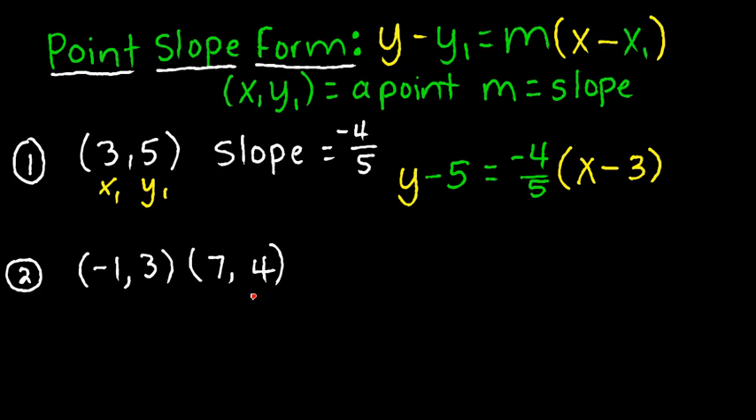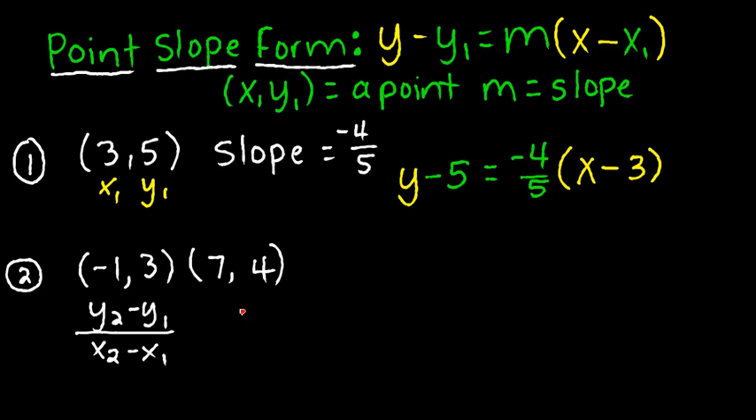Example number 2 really only requires one extra step. Before we can write it in point-slope form, we've got to find the slope. And so I'm just going to go ahead and use the slope formula, which was y2 minus y1 over x2 minus x1, or rise over run, or you can think of it as a change in the y's over the change in the x.